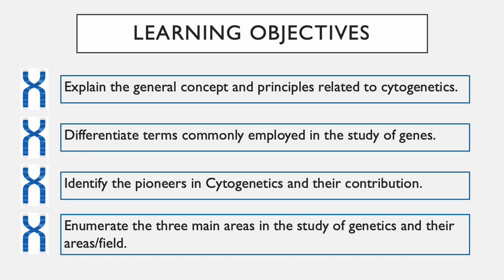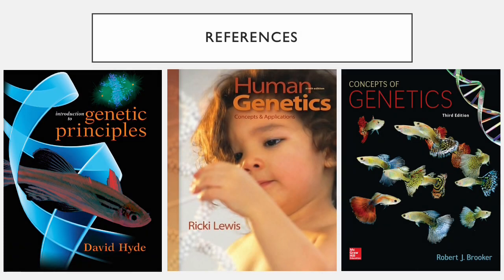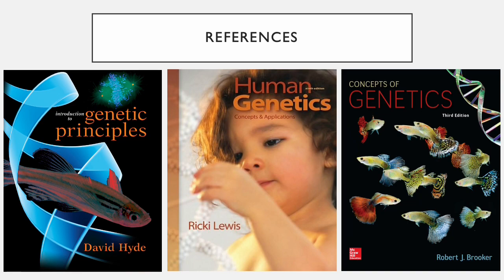commonly employed in the study of genes, identify the pioneers in cytogenetics and their contribution, and enumerate the three main areas of genetics and their areas or field. These are the references for this topic.